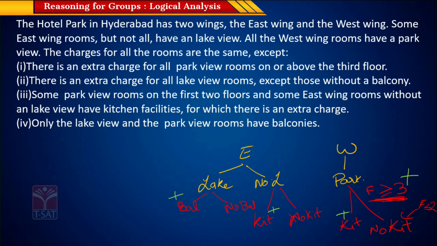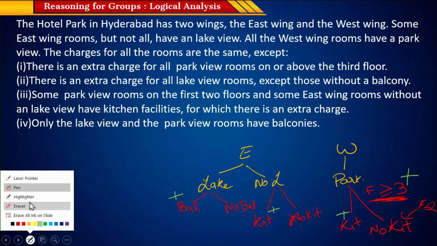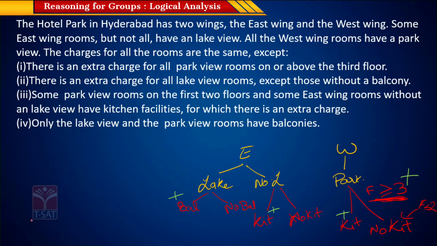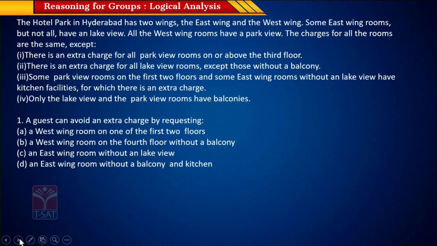Okay, now there's an extra piece of information where they say only the lake view and park view rooms have balconies. So we know that all of these west wing rooms are park view rooms, so everybody has a balcony. And these lake view rooms, some have a balcony, some have no balcony, but those which do not have lake view have no balconies here. Let's look at the first question now.